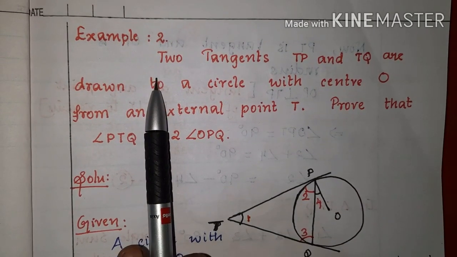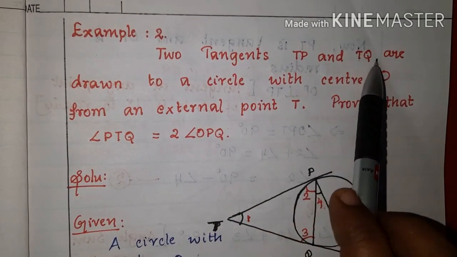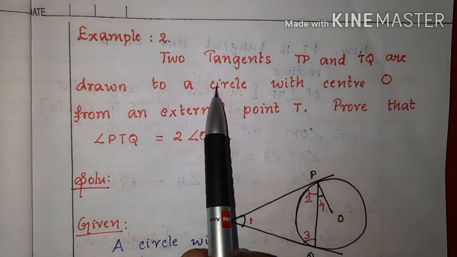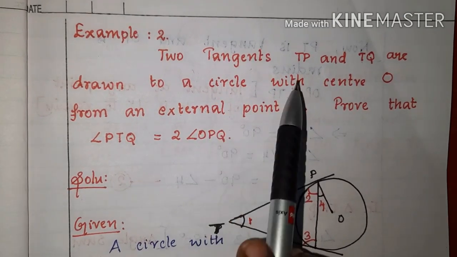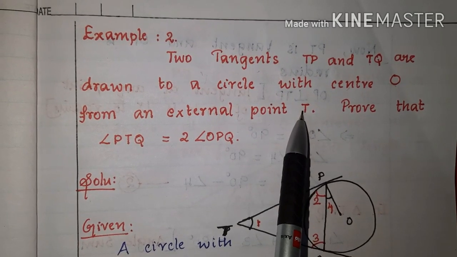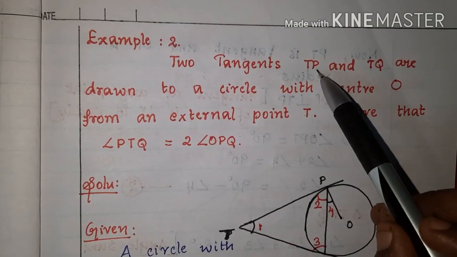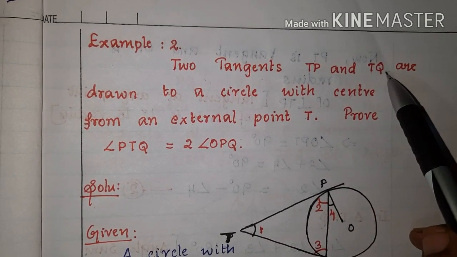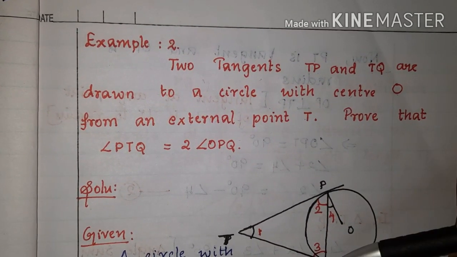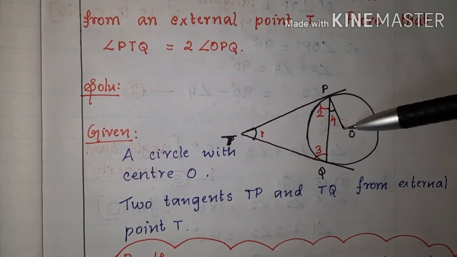So this is example 2. That is, two tangents TP and TQ are drawn to a circle with center O from an external point T. So our external point here is T, and what are the two tangents drawn? TP and TQ. So using this concept we have drawn a figure like this. See, look at the figure. A circle is drawn with the center O.